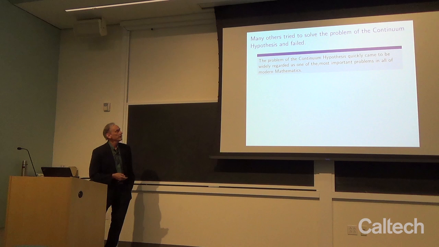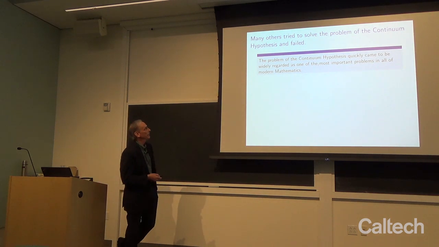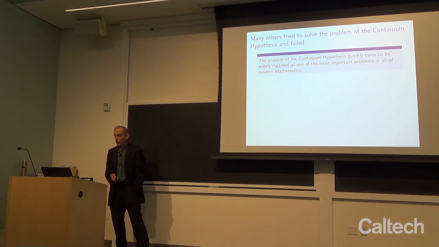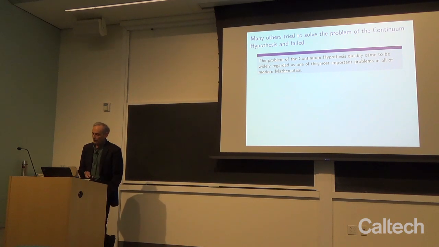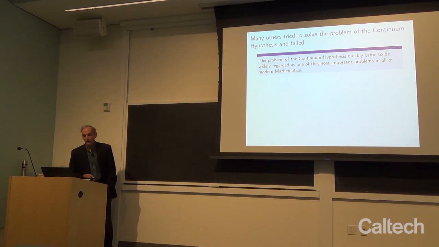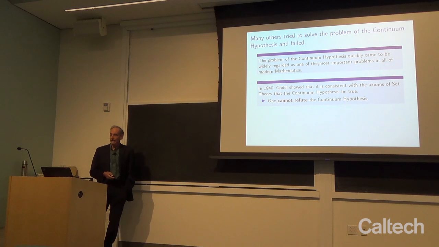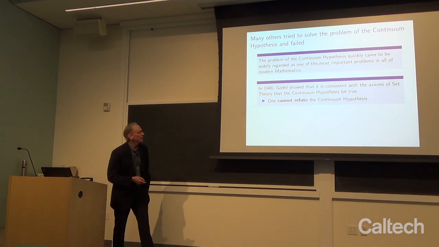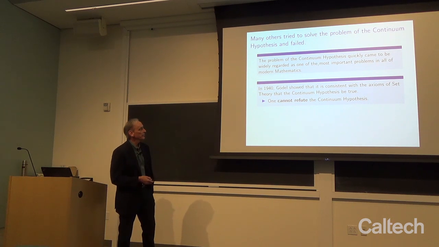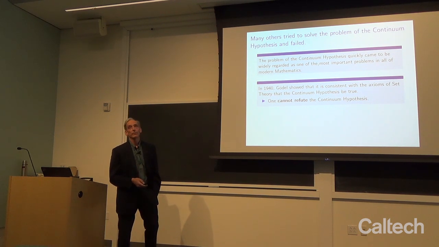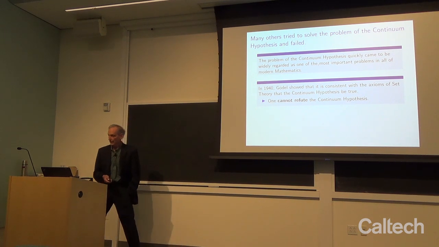Many others tried to solve the problem of the continuum hypothesis and failed. Hilbert apparently thought he had a proof for 2 years. The problem quickly came to be widely regarded as one of the most important problems in all of modern mathematics. In 1940, Gödel showed that it's consistent with the axioms of set theory that the continuum hypothesis be true. So you can't refute the continuum hypothesis.